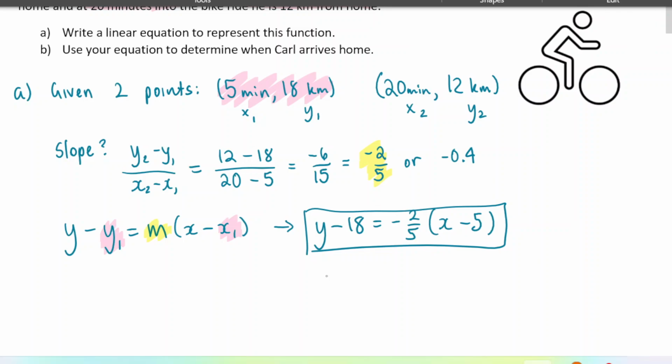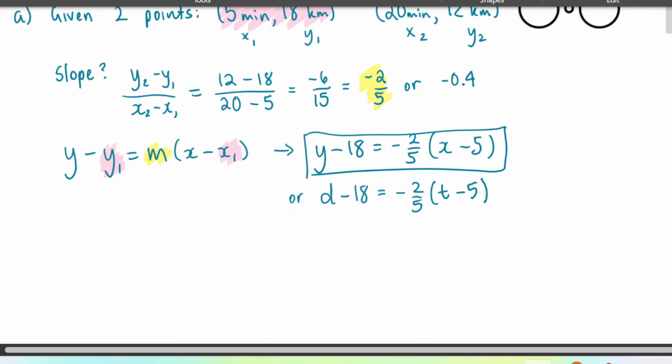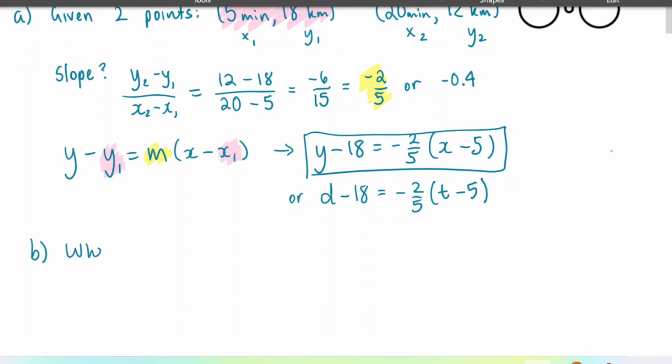And again, you could use different variables to better describe the equation if you wanted to. So here, because it's distance and time, you could use d and t. Those are equivalent equations. It doesn't matter what letters you use. Okay, now in part B, it says use your equation to determine when Carl arrives home. So part B, when does Carl arrive home? Well, so we want to find the time.